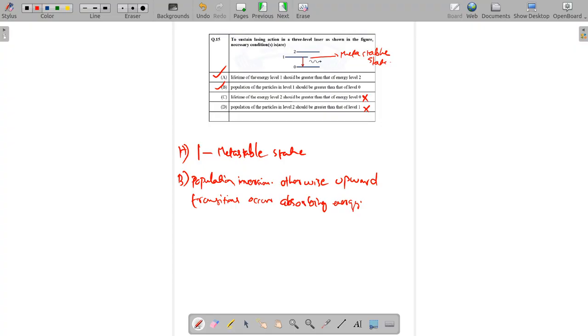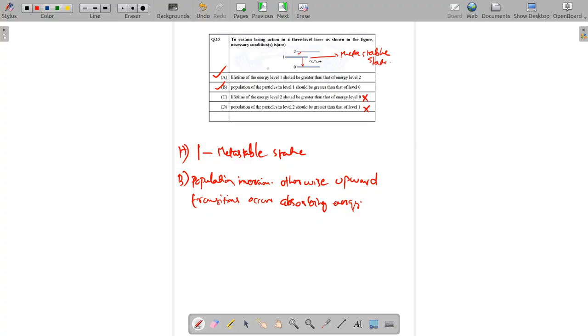Okay, so lifetime of energy level 1 should be greater than that of the other level. So this should suddenly decay to this. So 1 is called the metastable state. It should be having higher lifetime than the other states. So population of the particles in level 1 should be greater than that of 0, which is of course true, because that is called the population inversion condition.